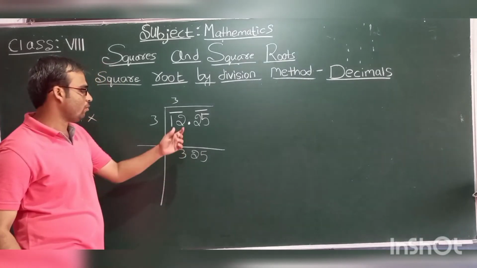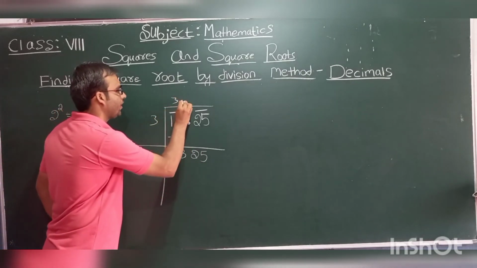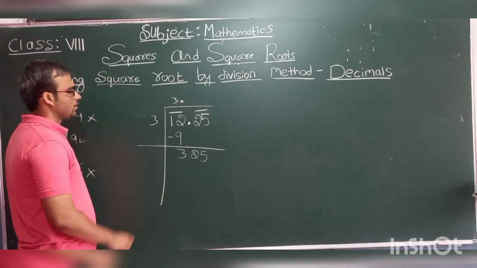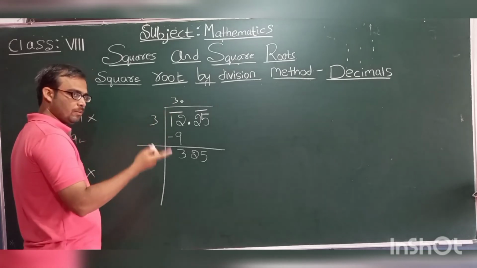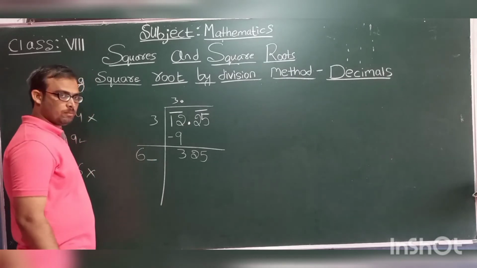Okay. As we have brought the decimal part down, we need to place a decimal point after 3. Next, double the quotient. What's the quotient here? 3. When we double 3, what will we get? 6. Now place the blank.